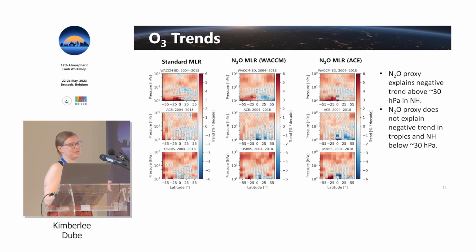So, of course, using ACE N2O with ACE ozone, we have a perfect sampling match, so there's nothing to worry about. And it seems like it's also okay for OSIRIS, but might not be applicable in all cases, whereas WACCM N2O would be, I think, a pretty good proxy for any data set.